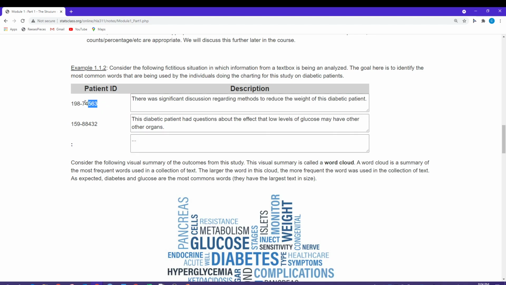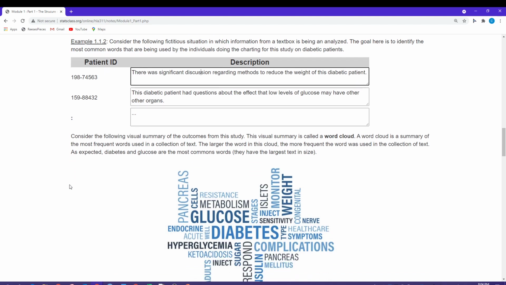Okay, this here would be patient ID. I would have 2 fields here, patient ID and then their description. The records would be each of the individual patients here. Okay, so this data looks a little different.